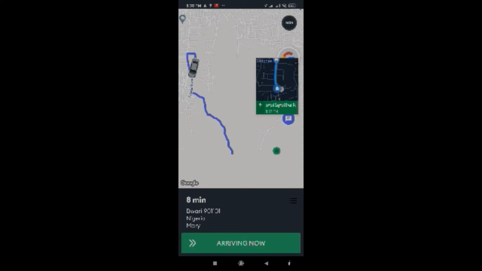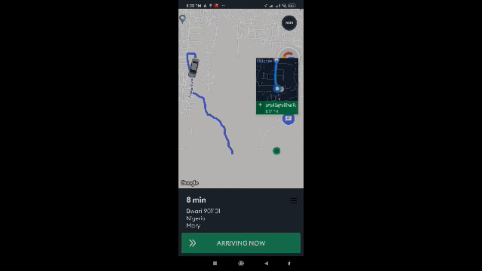Now we're talking about the Arrive Now button. The Bolt app has an Arrive Now button. This means that some riders make bookings, but they don't pinpoint exactly where they are, because probably the map doesn't lead the Bolt drivers correctly to that place.